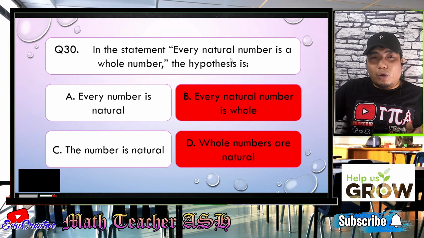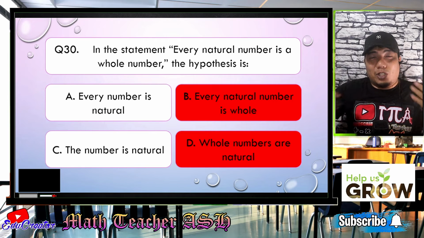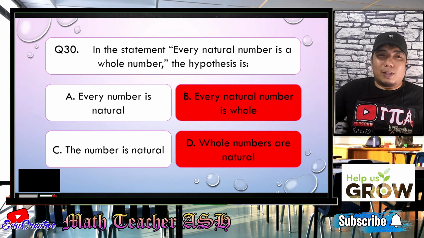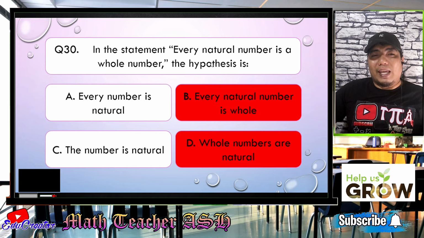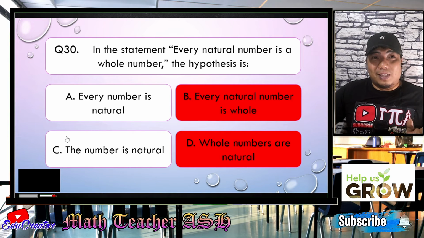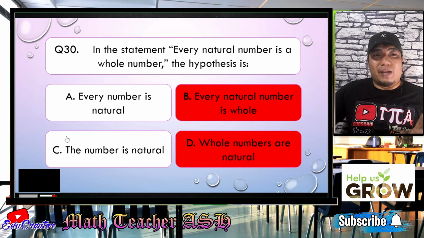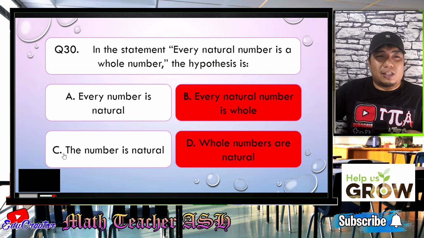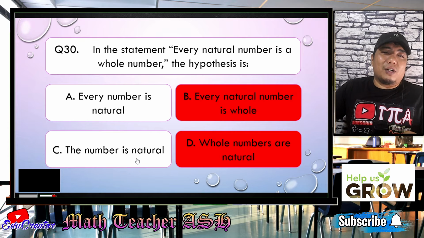So we are talking that if the number is natural. Okay, so if you try to change it into an if-then statement, the hypothesis would become the number is natural. Because if you try that, if a number is natural, it is very different from if every number is natural. So it is already not a statement for hypothesis. So the correct answer is letter C.